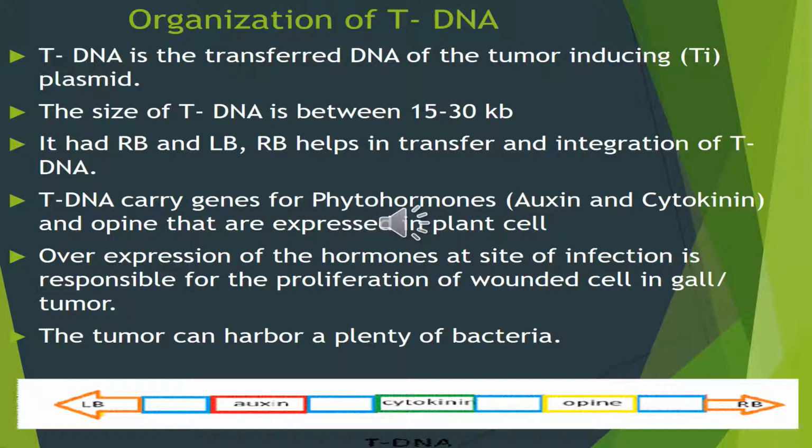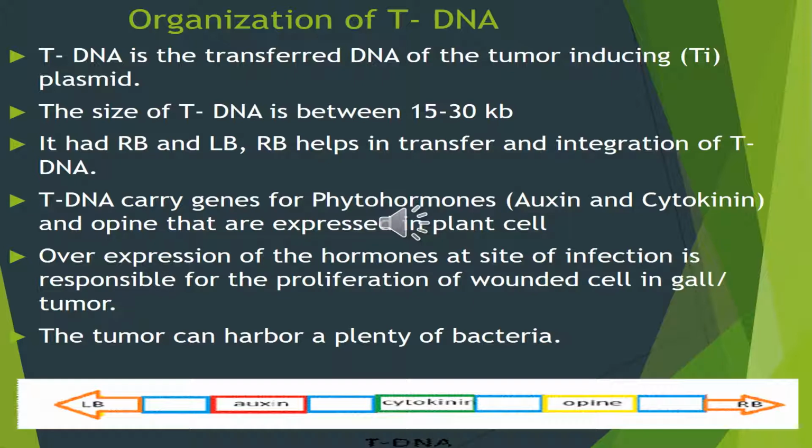tDNA contains genes for tumor induction. For that it has a right border and left border. The right border plays an important role in transferring and integration of tDNA. Absence of the right border will terminate the tDNA transfer. So the right border is very important, because if there is no right border, there will be no transfer of tDNA to the plant cell. tDNA carries genes for phytohormones, that is auxin and cytokinin, and opine that are expressed in the plant cell.